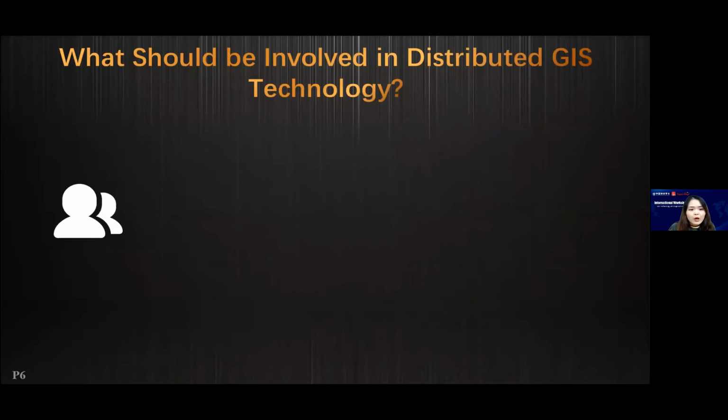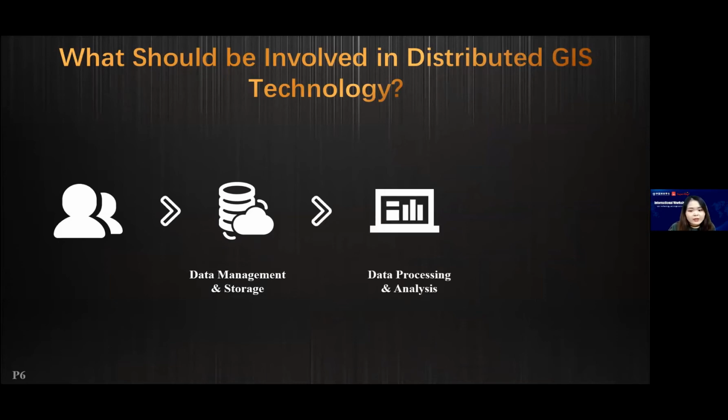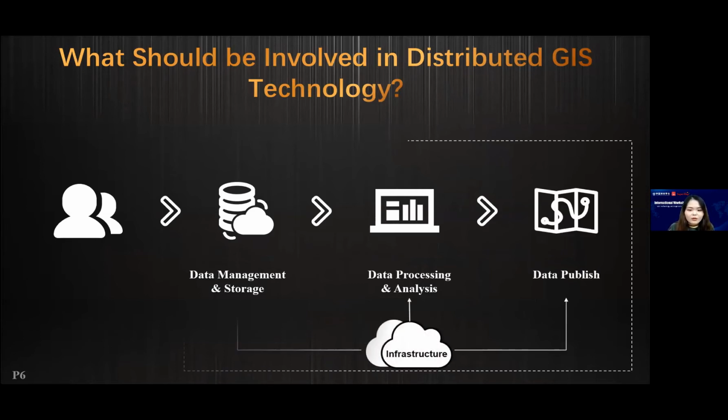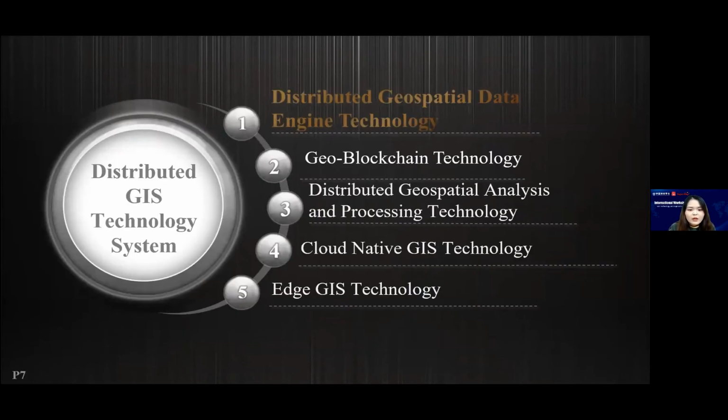To transform our GIS software to distributed ones, we have to transform it from data management and storage to data processing and analysis and to data publishing. And also, don't forget our infrastructures like our cloud centers and servers. Firstly, let's look at distributed geospatial data engine technology.